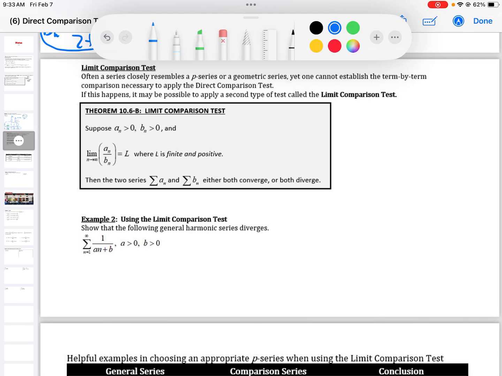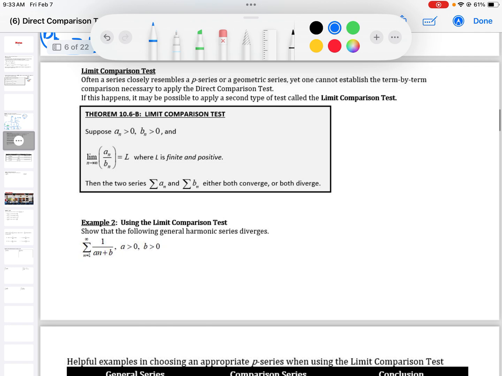All right, the next comparison test is called the limit comparison test. It often says this series closely resembles a p-series or geometric series, but I can't do the direct comparison test because I can't say that term by term, one of them is always bigger than the other one. If that happens, then we can use this limit comparison test.